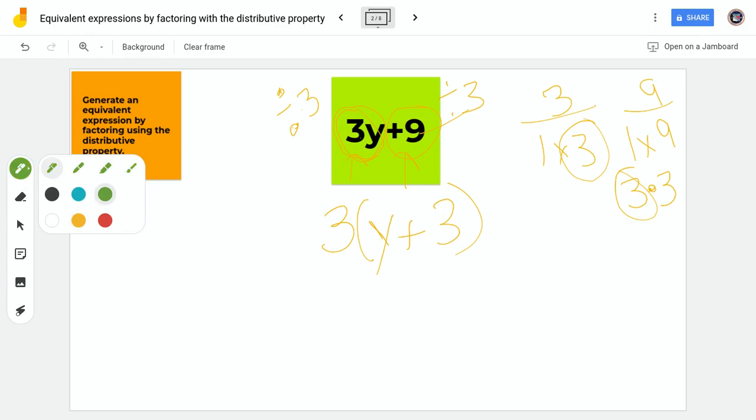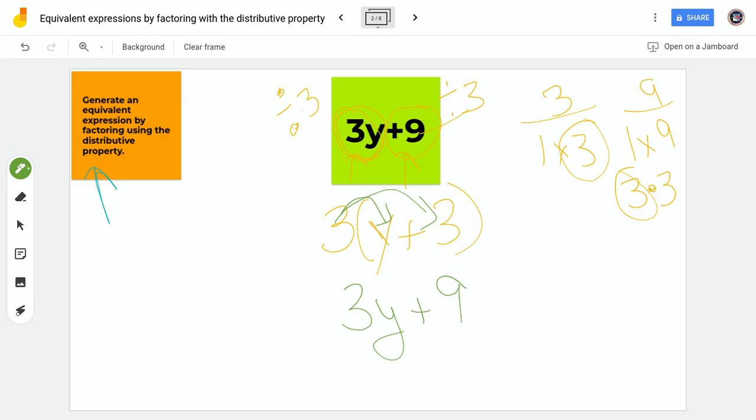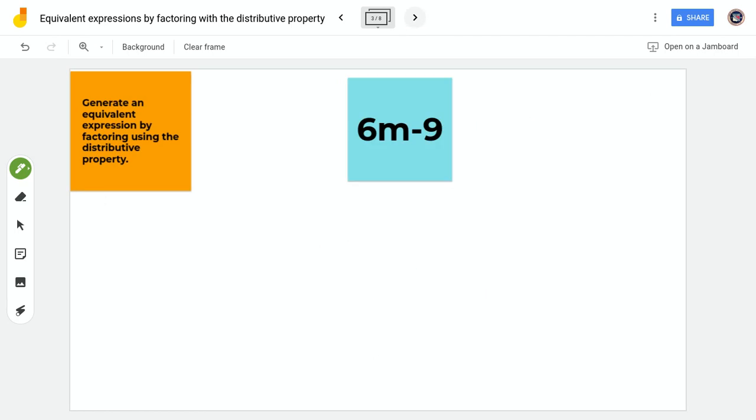Let's test it, see if we did it right and if it worked. There you go. 3 times y, I get 3y. 3 times 3, I get 9. My plus sign, there we go. They are indeed equivalent expressions. So far, so good. Let's try another example.